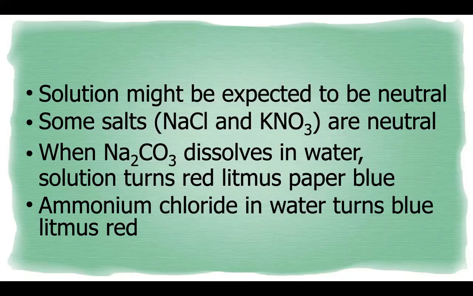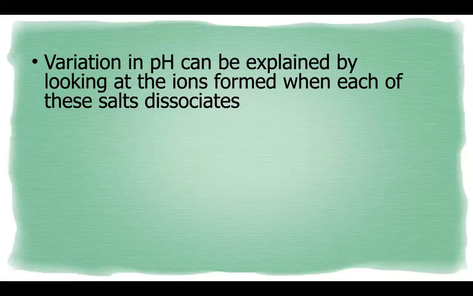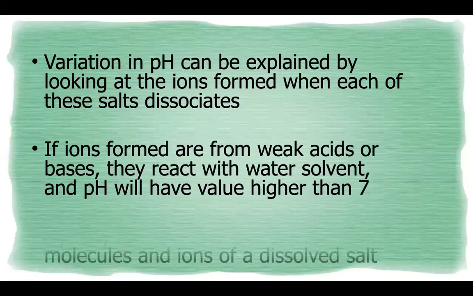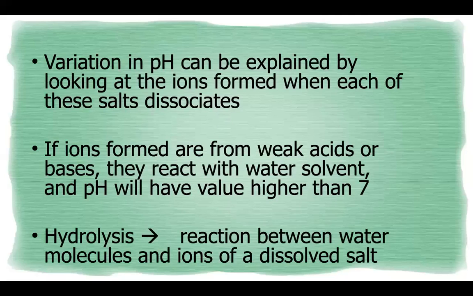Ammonium chloride in water turns blue litmus red. This indicates that not all salts are neutral. So the question is, why? This variation in pH can be explained by looking at the ions formed when each of these salts dissociates. If the ions that are formed are from weak acids or bases, they're going to react with the water solvent, and the pH will differ from 7. This is called hydrolysis. It's a reaction between water molecules and the ions of a dissolved salt.